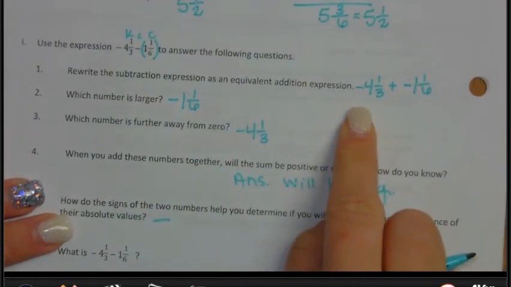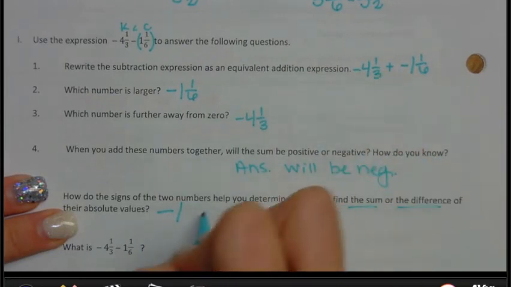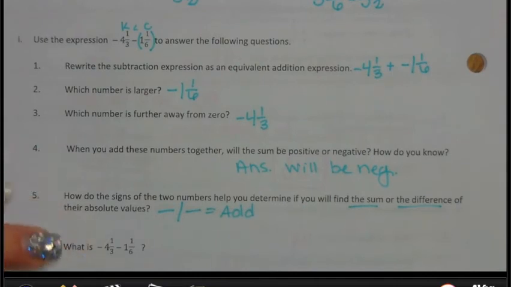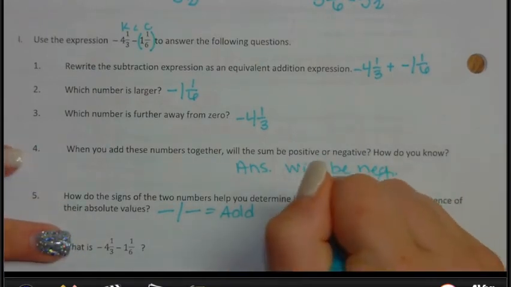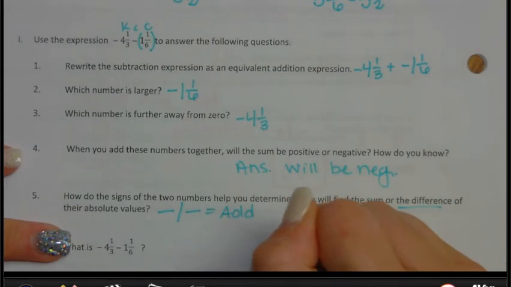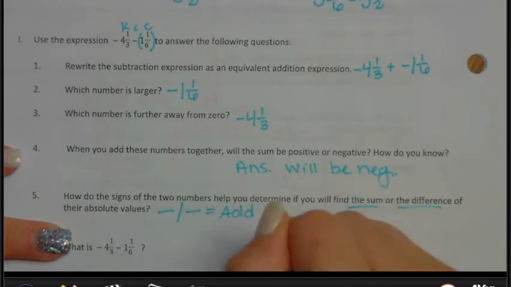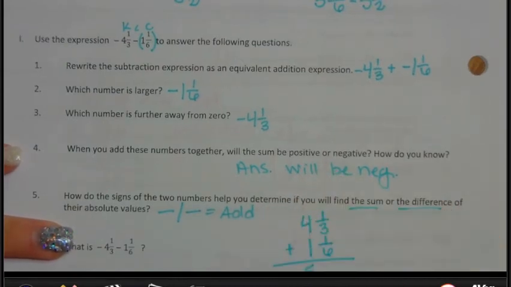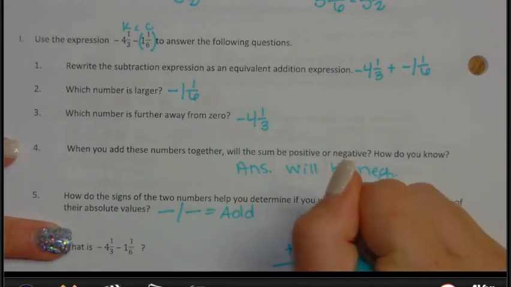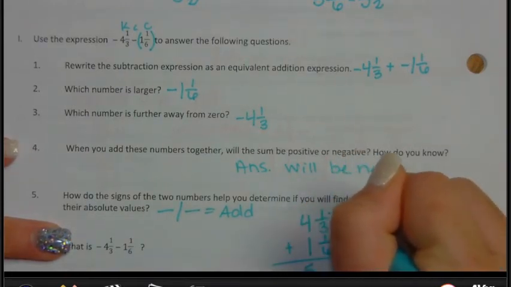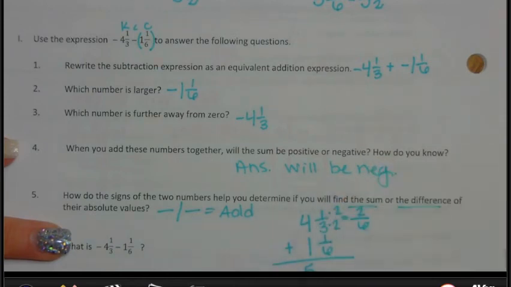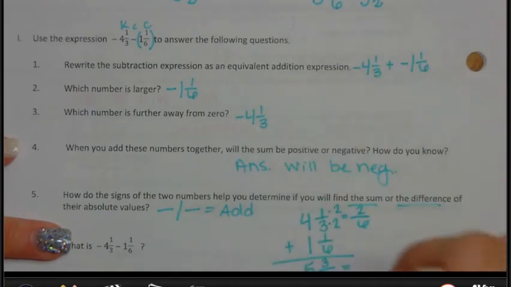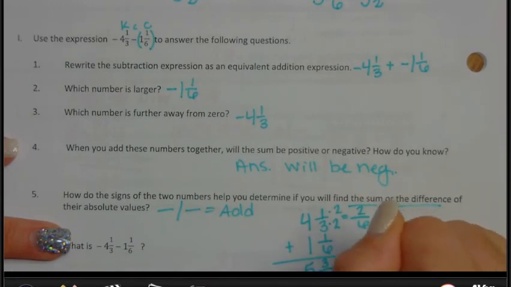My first number is negative. My second number is negative. So same sign, I will add. Okay, so I'm going to have 4 1/3 plus 1 1/6. 4 plus 1 is 5. I know that 3 can be multiplied by 2 to get to a common denominator of 6. Well, now I have 2/6 plus 1/6 to get me 3/6. And we know from up here that 3/6 can reduce to 1/2.